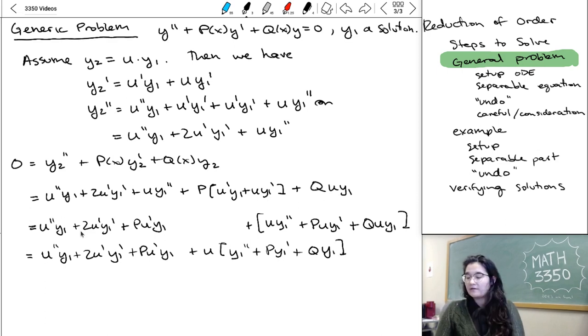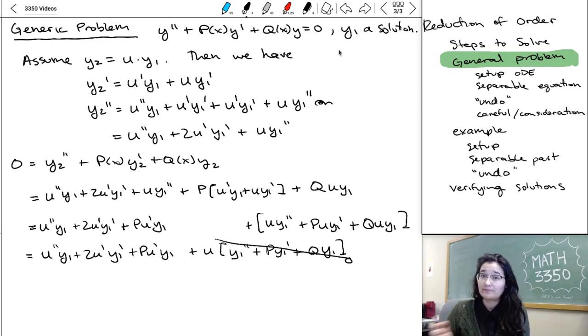And then I'm going to leave everything else inside those square brackets. And what's helpful here is now I have inside those square brackets y1 double prime plus py1 prime plus qy1. And that's the ODE on the left side of the equation for y1. Since y1 is a solution, that means when I plug it in, the equation has to be true, or all that stuff has to be equal to 0. So right now I can just say all of that is going to go away.